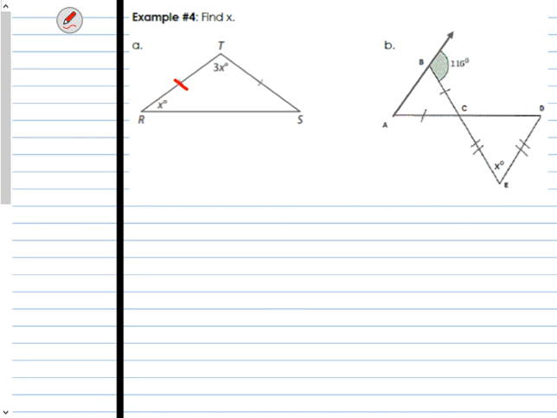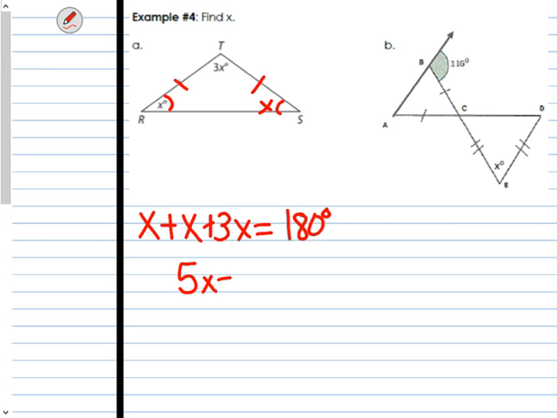Well, I see that I have two equal sides, which means that this angle is equal to this angle. So if the left angle is x, the right angle is also x. Okay? Well, I know that if I add up x plus 3x, what do they have to add up to? They have to add up to 180 degrees. We know that. So we're going to combine like terms. 5x equals 180 degrees. Divide by 5. X equals 36.